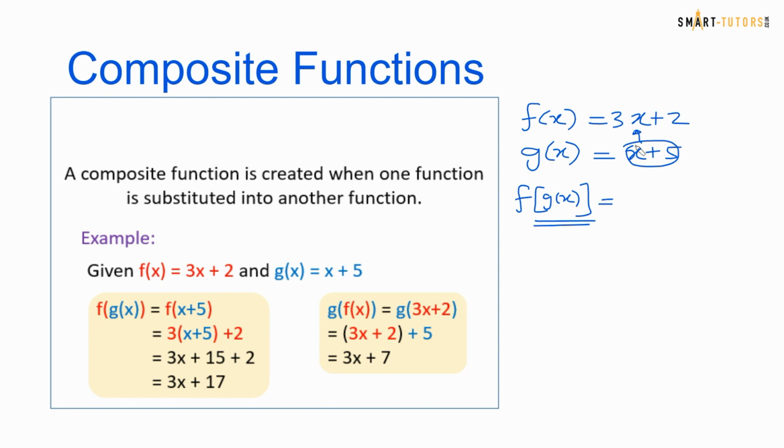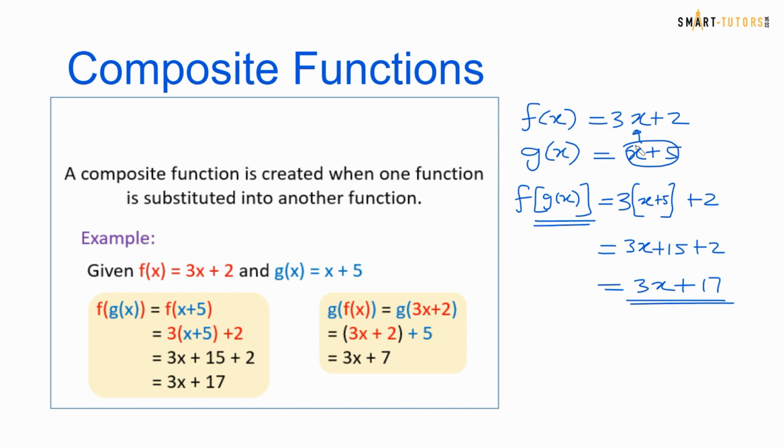So you write the f function as 3. Instead of writing the x, you replace the x with the g function, which is x plus 5, plus 2, that is the remaining part of f(x). So you expand the bracket: 3x plus 15 plus 2, and the answer is 3x plus 17.